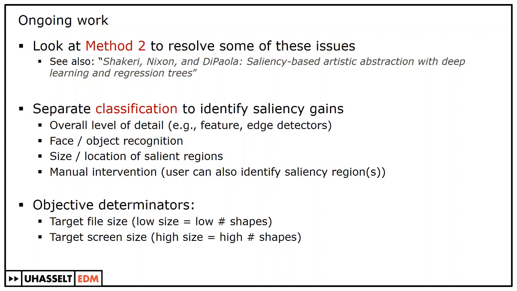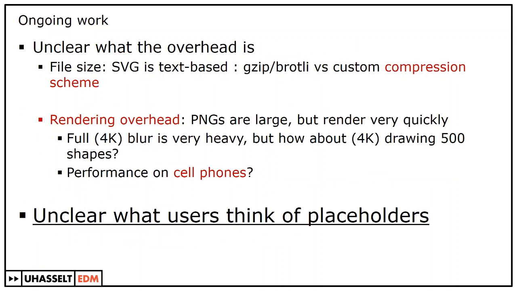There's other things that are still unclear. It's what the overhead of the SVG approach brings. Raster images are typically quite fast, both in terms of compression and render speed. With SVGs, it's a lot less clear how well this will hold up, especially on very large screens or on very low-powered devices, so we still need to look into that.